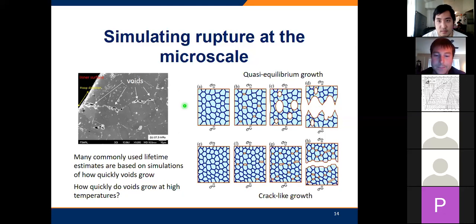So generally speaking, you can categorize void growth. If the voids maintain their original shape as they grow, if it's isotropic, the same in all directions, we call that quasi-equilibrium growth. If it only grows along the grain boundary, we call it crack-like growth. And one of the things I'm going to show you, we're going to simulate void growth with finite element analysis, and determine conditions under which you get quasi-equilibrium and crack-like void growth.